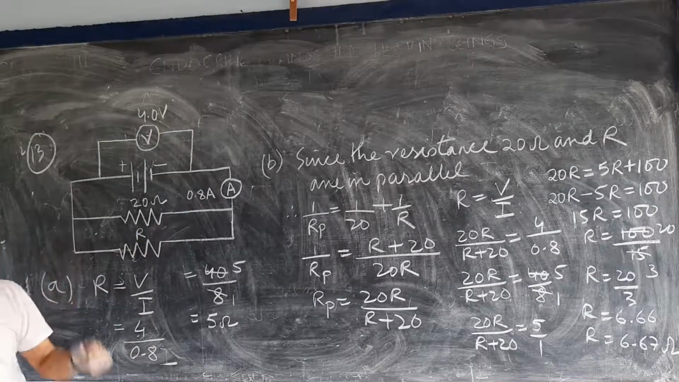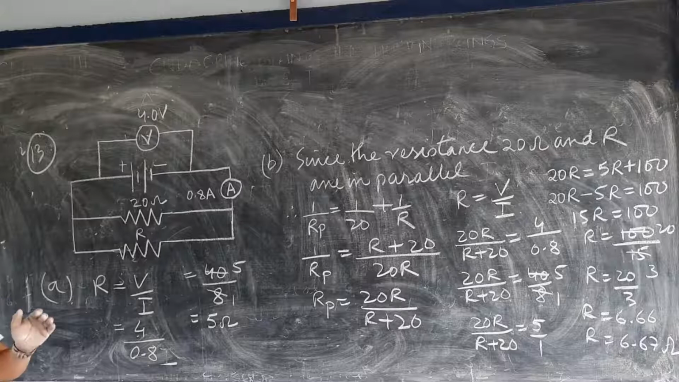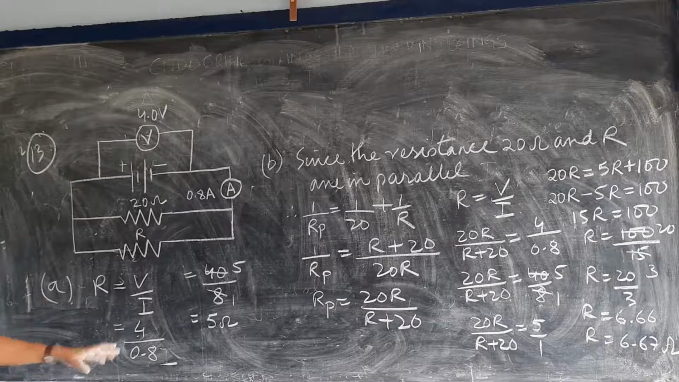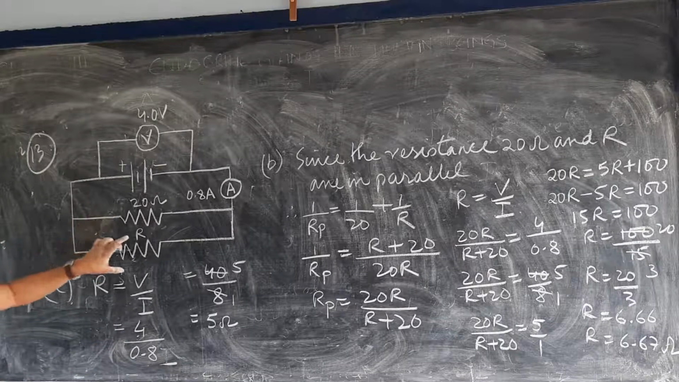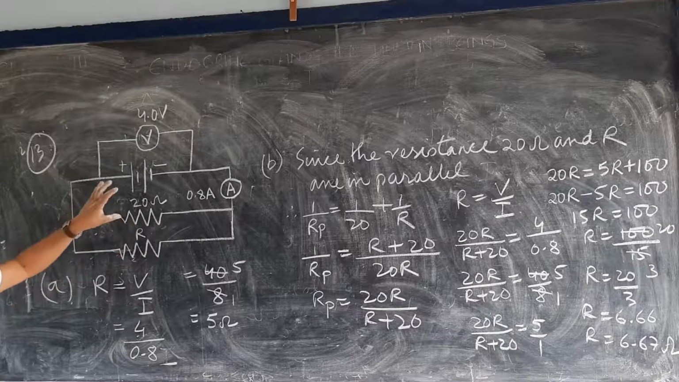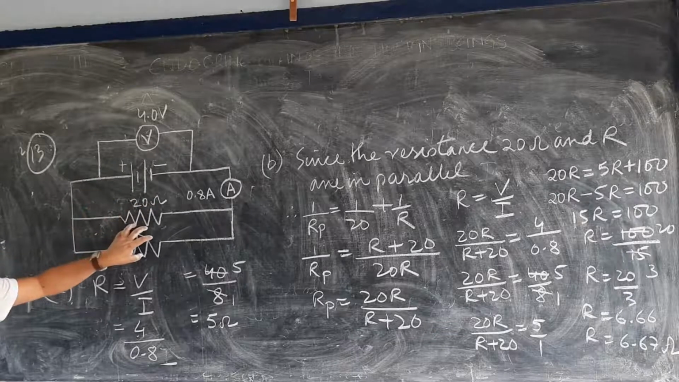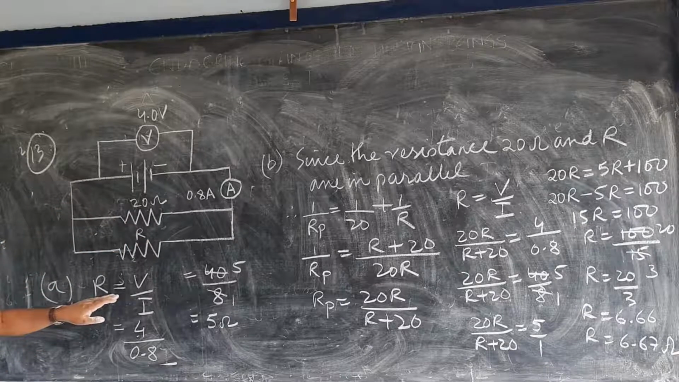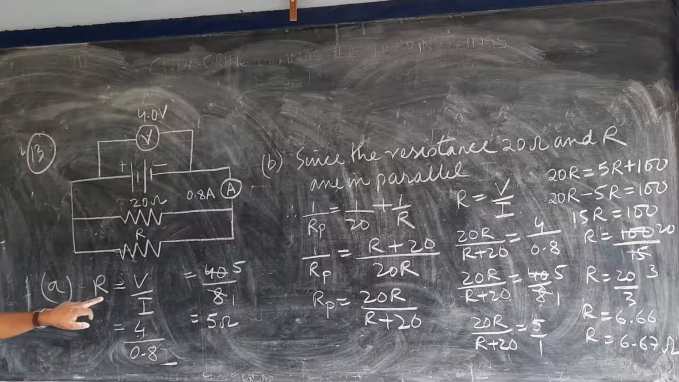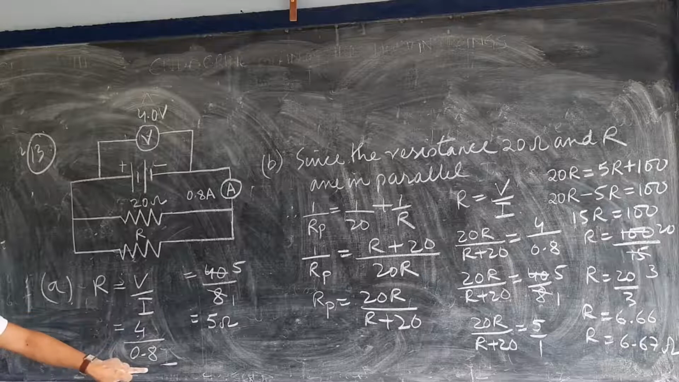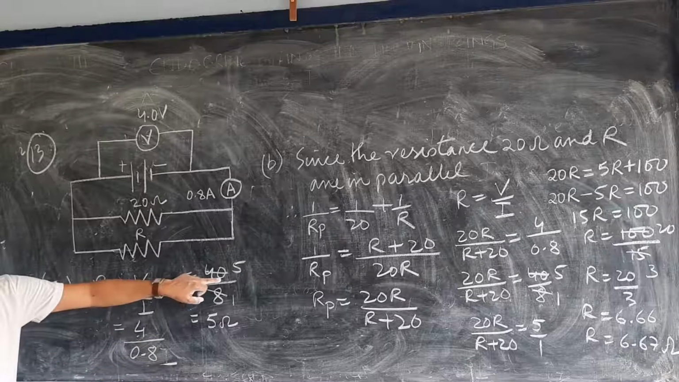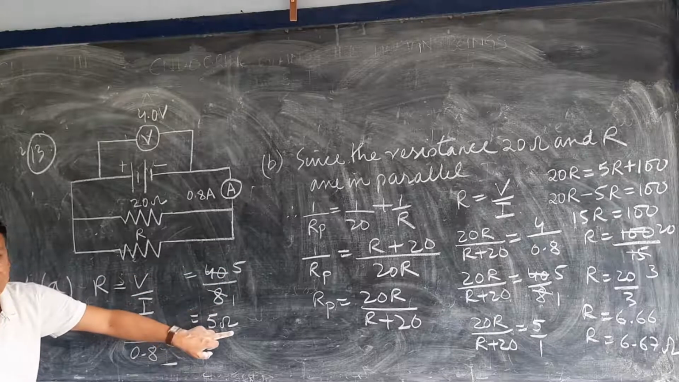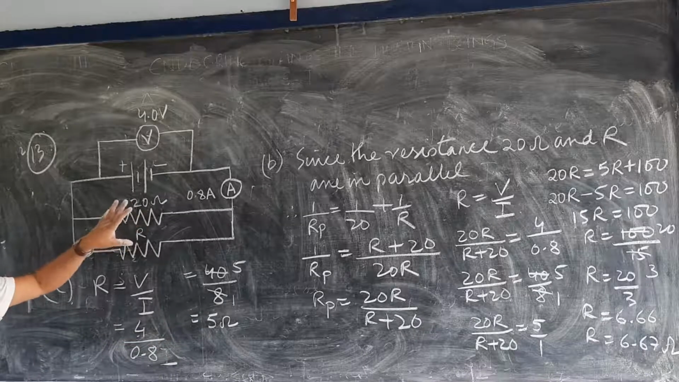Now the first question is you have to find the value of the combined resistance of 20 ohm and R. Combined resistance means the total resistance in 20 ohm as well as in resistance R. So you have to find the total resistance. To find total resistance, from Ohm's law we know that R equals V upon I. So V is given 4 volt, I is given 0.8. Remove the decimal, 0 will go up. It becomes 40 divided by 8, 8 fives are 40, equals 5 ohm. So 5 ohm is the total resistance of the two resistors.